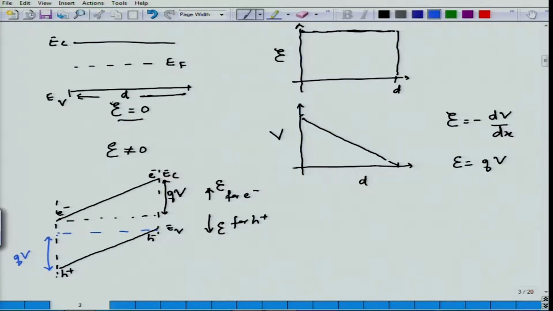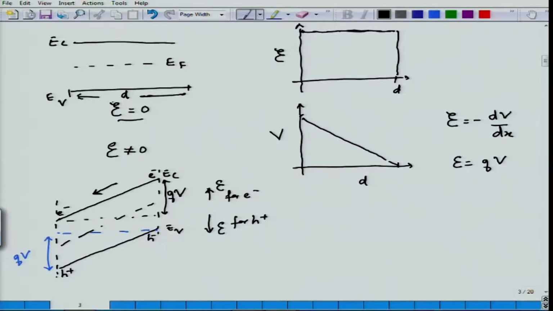for the holes. So, when we have applied a field, we have basically taken a flat energy band diagram, and the energy band diagram is now bent in order to accommodate the field applied, and it also shows the behavior that we predicted earlier, which says that electrons will move from higher potential to lower potential.